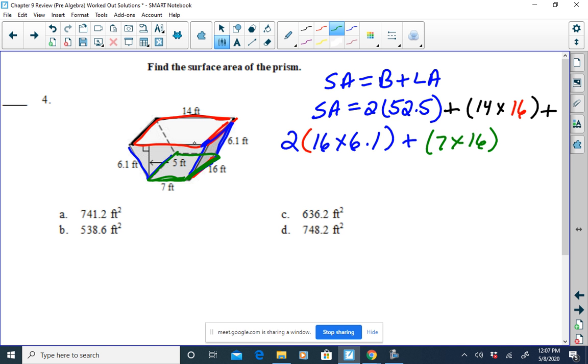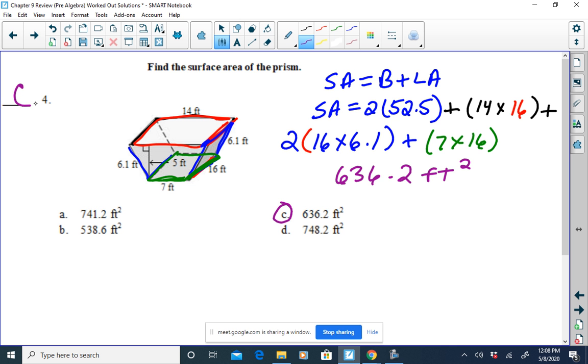So we want to use our calculator. Let me get my calculator and do all that. If we multiply all that out, we should get a total surface area of 636.2, and those are square feet. All right, should be 636.2 square feet if we do all the calculations, which is C.